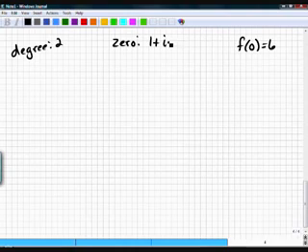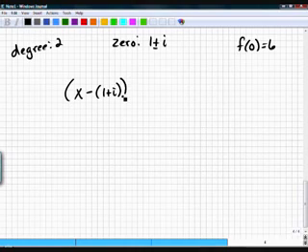Like Brittany said, if 1 plus i is a root, then also 1 minus i. Makes sense. They come in pairs. They come in conjugate pairs. If you have one complex root, then you've also got the other. So watch what I'm doing here. If 2 and 3 were roots, then it would be x minus 2, x minus 3. Now you have x minus 1 plus i and x minus 1 minus i.